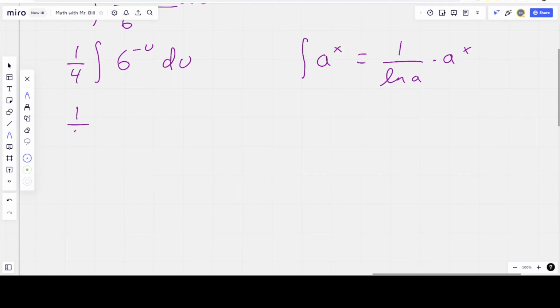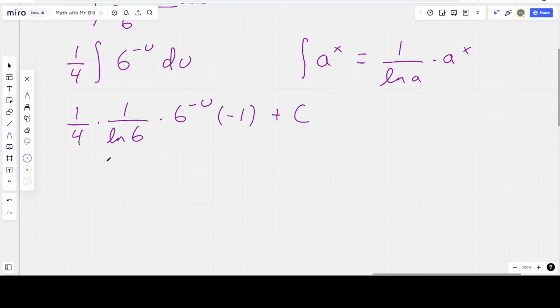It's 1/4 times, and then we'll follow the rule here. We get 1 over the natural log of a. Now a here is 6 times 6 to the negative u. And don't forget about that negative. So then I can either put times -1 here or not, or put it out front. And then plus my constant, since I don't have any limits of integration.